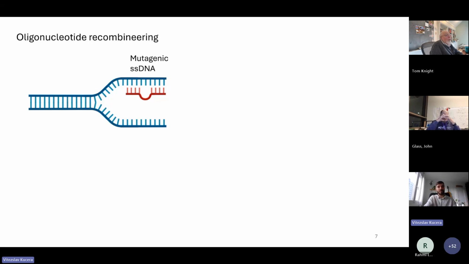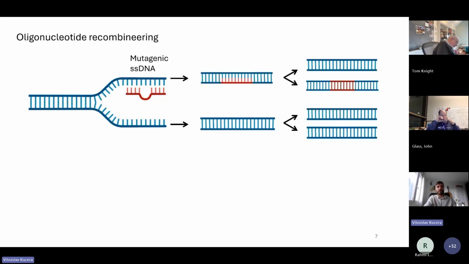And so in this recombineering, you put mutagenic single-stranded DNA inside the cell, and if you design the mutagenic DNA well, it will anneal to a single-stranded part of DNA of a replicating cell. And if there is a mismatch, this mismatch of the single-stranded DNA can then be incorporated inside the DNA of the new daughter cells, and in 2 generations it can be completely incorporated inside the genome as a novel mutation.